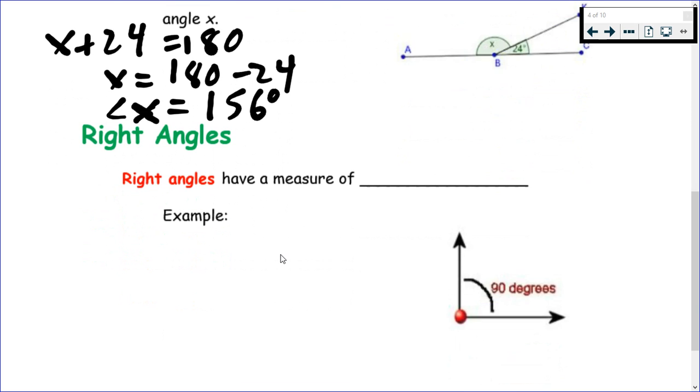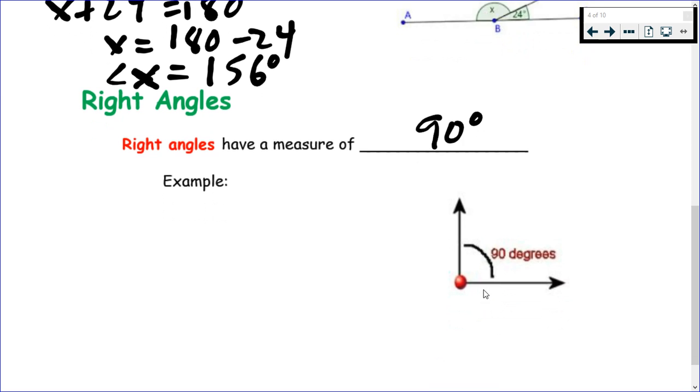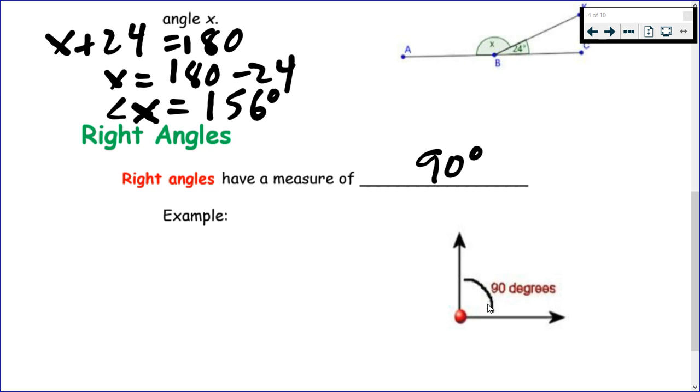Let's talk about right angles. Right angles have a measure of 90 degrees. We have our example here, and we're familiar with the concept of right angles. We've talked about that plenty of times before, and I even added it on the first page as well.